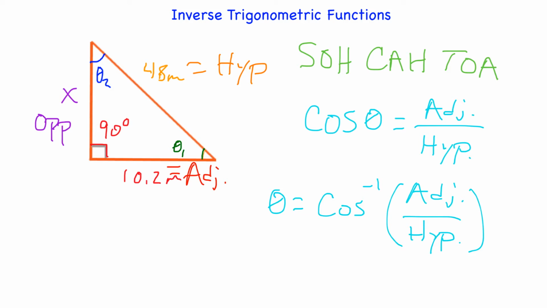So for us, and remember we're figuring out what theta 1 is, so theta 1 is equal to the inverse cosine of 10.2 divided by 48. Okay, now notice I do have meters in here. We're going to keep track of all of our units every time we work a problem, but you'll also notice that meters divided by meters cancels out. Okay, and it's really important to remember that theta is an angle. So what would the unit be for theta at the end of this problem? What are angles measured in? Degrees.